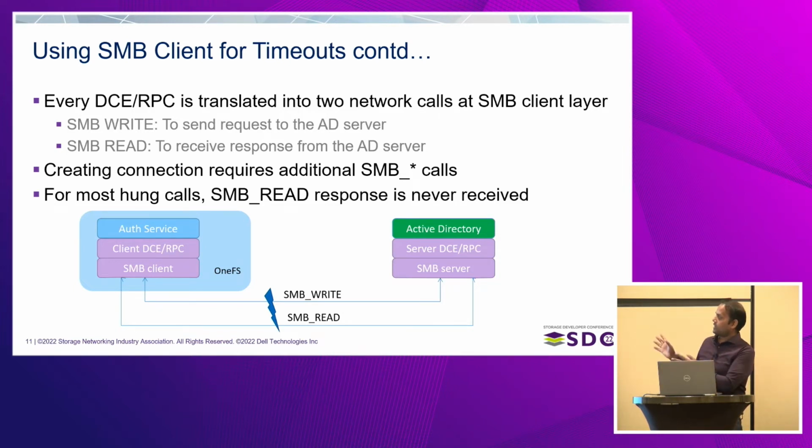But these calls happen only when there is an active connection. So for an active connection, you initially need to connect over SMB, negotiate, session setup, and all those things. You need to do that beforehand so that you can actually perform a proper DCRPC call. In our case, for most of the scenarios, the SMB read never received any response. Our cluster nodes used to send the SMB read call and get no response from the server, and then it just kept on waiting for a long period of time.